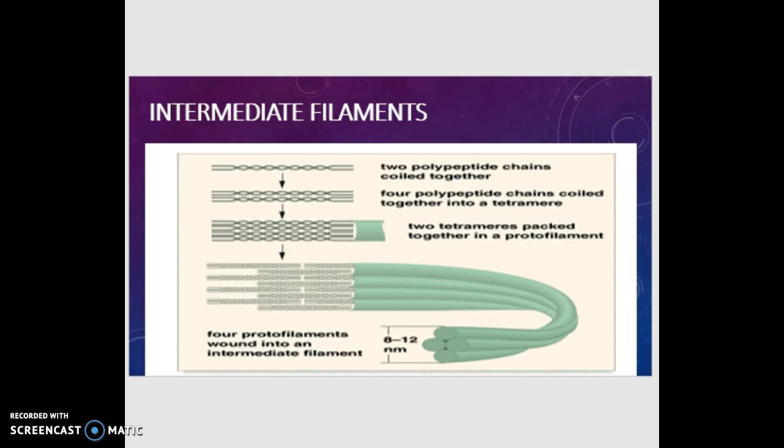Vimentin is found in areas that must be durable, stretchy, and tolerant to mechanical stress. These are found within connective tissues, muscle tissues, and cells of the nervous system. Neurofilaments provide most of the structural support of neurons, especially the axons. Nuclear lamins are for the stretching of the nuclear envelope.